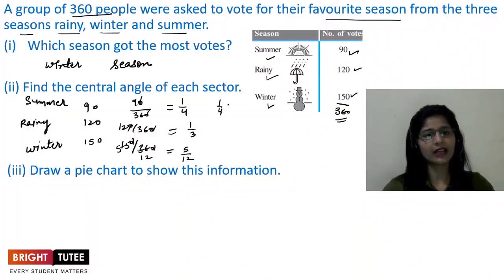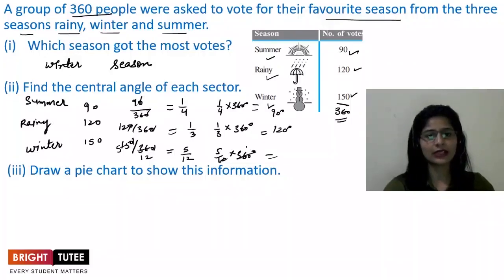Now what will be the angle? 1 upon 4 of 360, 1 upon 3 of 360 degrees, and 5 upon 12 of 360 degrees. So let us calculate 1 upon 4 of 360. It is equal to 90 degrees. Second one is 120 degrees, and the last one is 12 3s are 36. So it is 150 degrees. Clear? Right? We have got the angles.